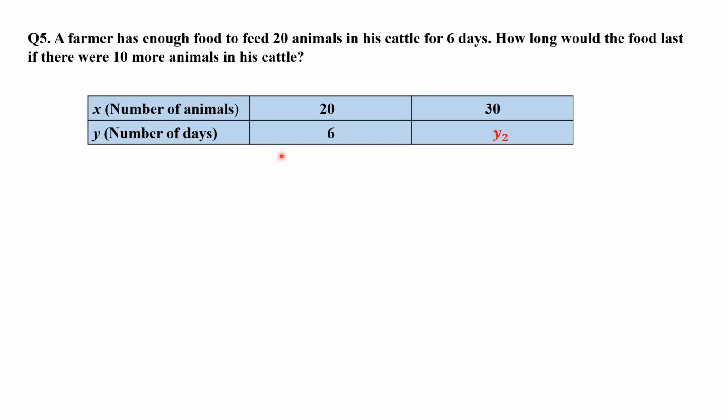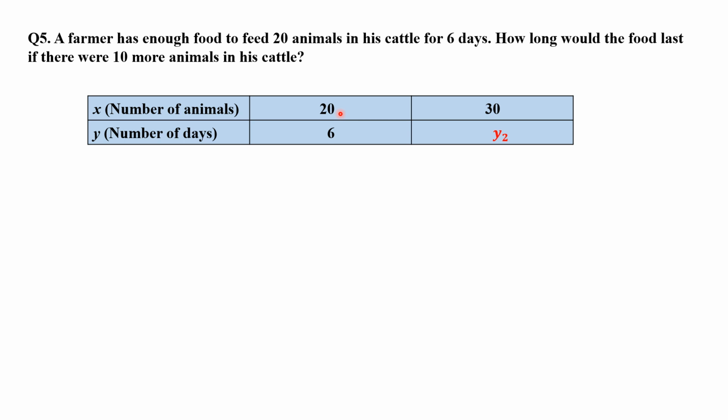So let's tabulate the data. If the number of animals is 20, food will last for 6 days. Now the number of animals increases to 30, because it is given that 10 more animals joined. So 20 plus 10 is 30. So you have to find how many days the food will last.